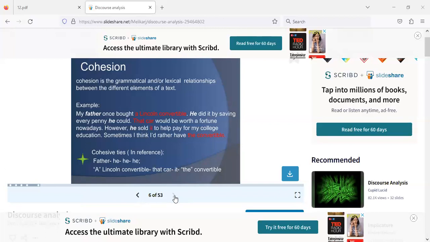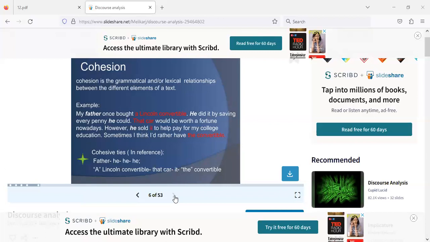Pay. Save. Saving. Very good. So all these words are related to the key term, the general term known as money: bought, saving, penny, worth, fortune, sold, pay. All these words are related with the general term money.